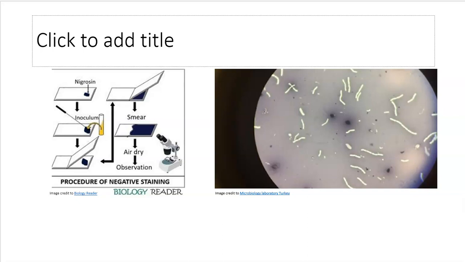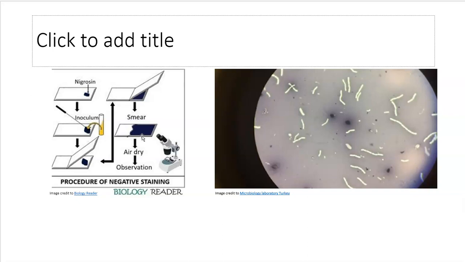To do a negative stain, remember it's different from a simple stain because it does not require heat fixation, which is important to remember. Simple staining, you do have to heat fix, but in negative staining, you do not heat fix. What we would do is add a drop of the acidic dye to one end of the microscope slide. This one's nigrosin. Then you add a sample of bacteria directly into that drop of stain, and spread that drop of stain using another slide throughout the rest of the slide. Then you just let it air dry. So it's a pretty simple procedure.